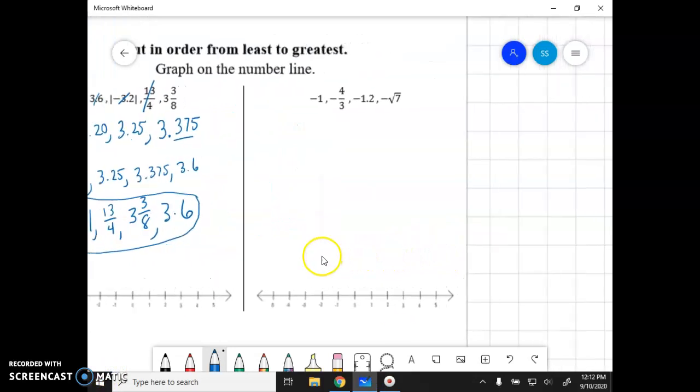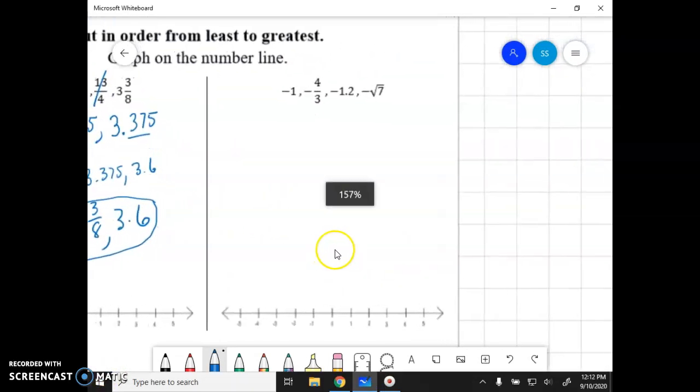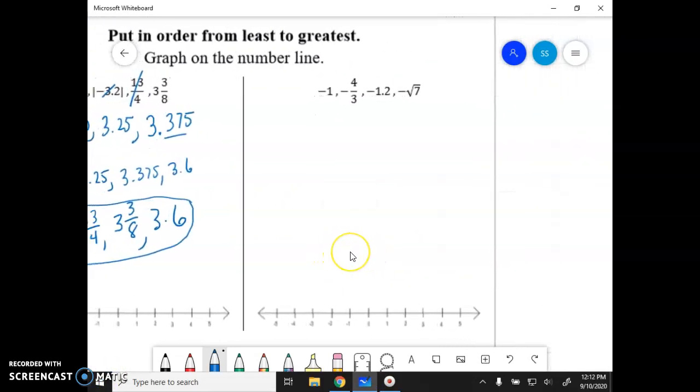Okay, so we're going to solve this next one the same way. It's just slightly more tricky because it is negative numbers. But we're going to solve it the same way. We're going to convert everything to a decimal. So -1 can just stay as -1. Negative 4 over 3, just go ahead and divide 4 over 3, and just remember that it's negative.